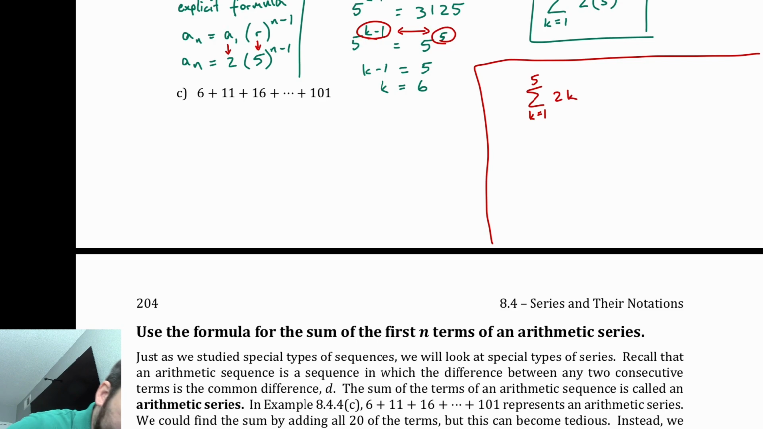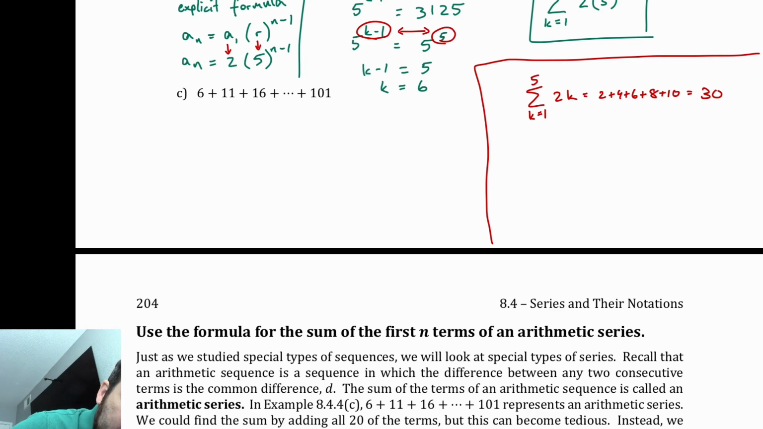We evaluated this by plugging in 1, plugging in 2, all the way to 5, and then adding them together, and we ended up getting 30. This was 2 plus 4 plus 6 plus 8 plus 10, and this ended up being 30. What we could do is modify the starting index so that it starts at a different point, wherever we want. And all we have to do is carry that modification to all three parts of this sigma notation.